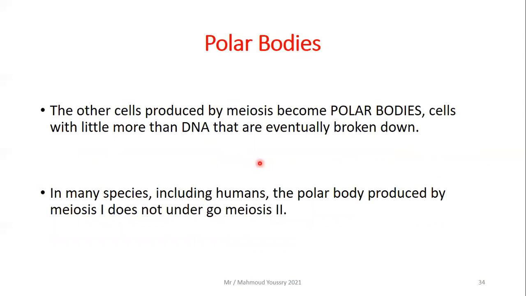What about the polar bodies, the other cells that are produced in the process of producing eggs? The other cells produced by meiosis become polar bodies, which are cells with little more than DNA that are eventually broken down. In many species, including humans, the polar bodies produced by meiosis 1 do not undergo meiosis 2.